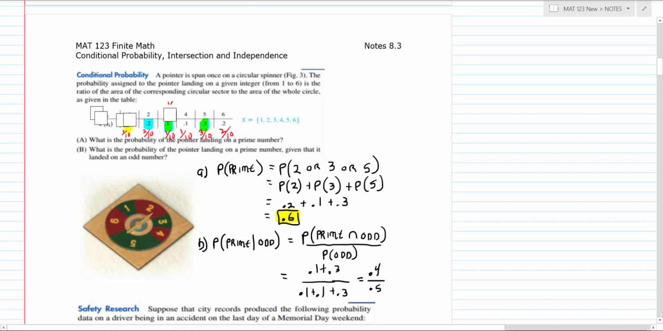So let me show you how I did this again. What I did was I highlighted the prime numbers.